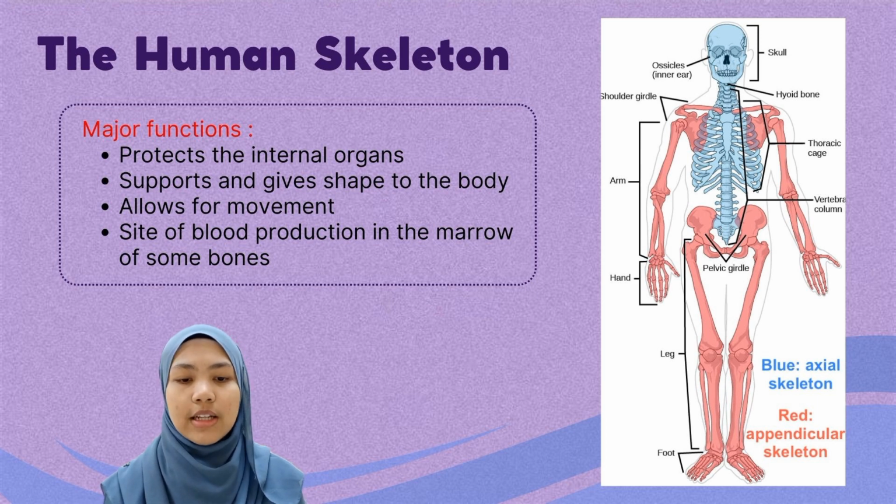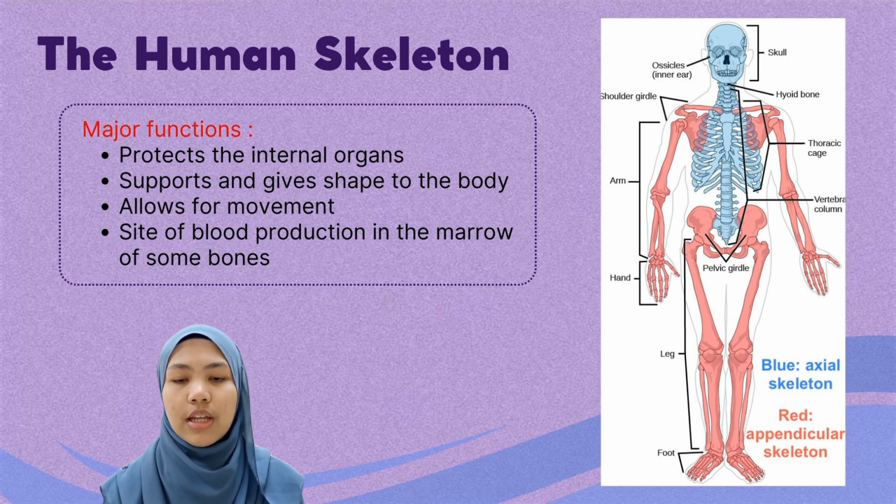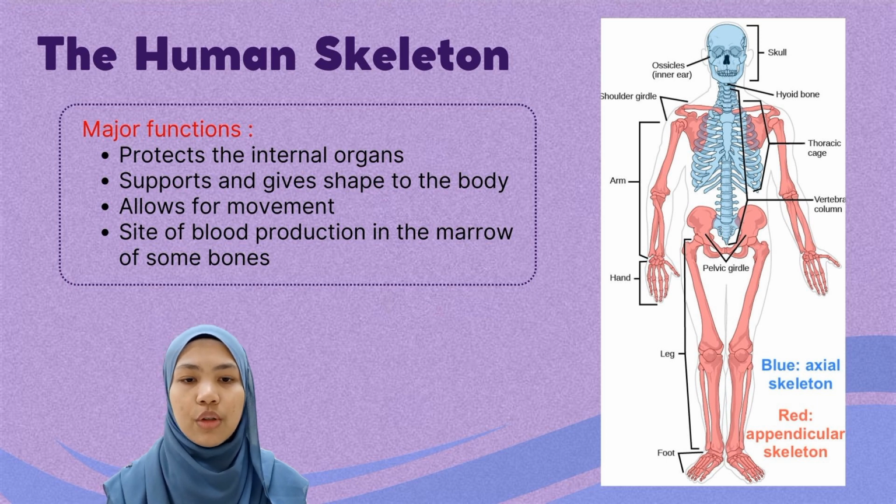The red one is the appendicular skeleton that consists of the pectoral girdle, shoulders, upper and lower limbs, which is the arms and legs, and finally the pelvic girdle, which is hip bones. The major functions of the human skeleton is to protect the internal organs, support and give shape to the body, allow for movement, and become the site of blood production in the marrow of some bones.